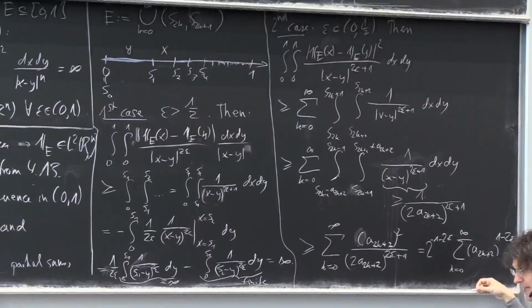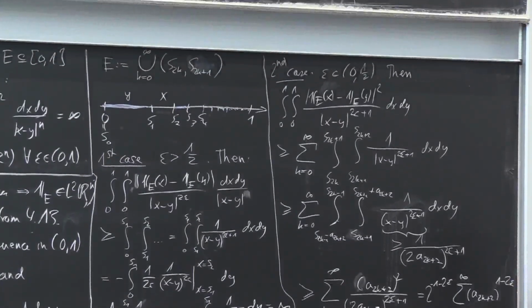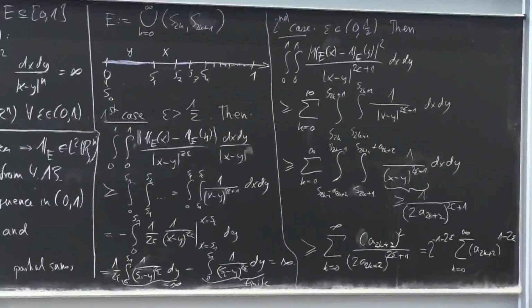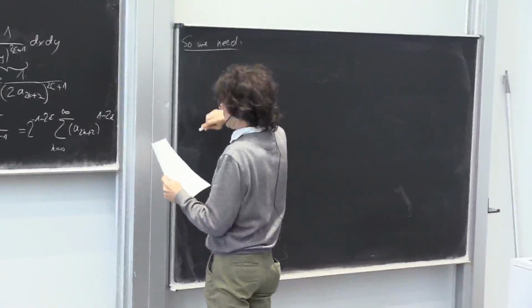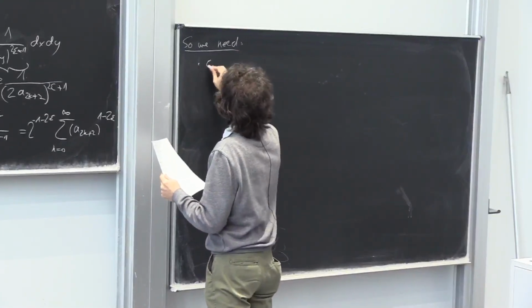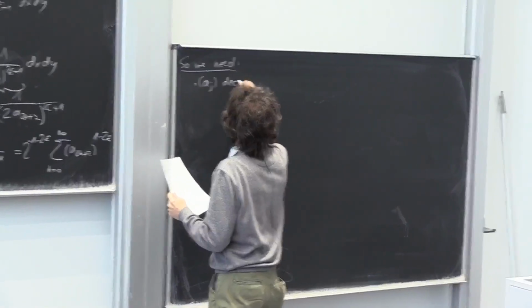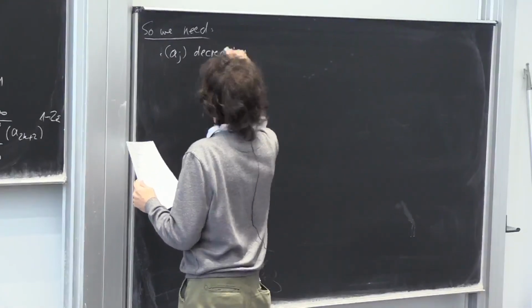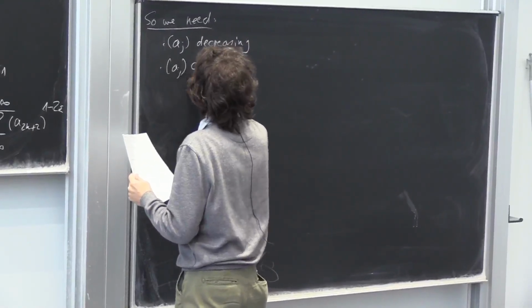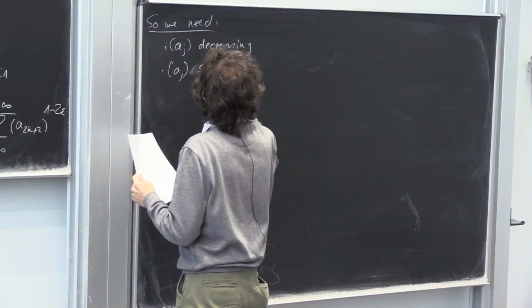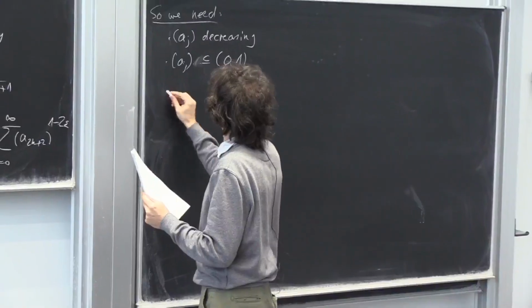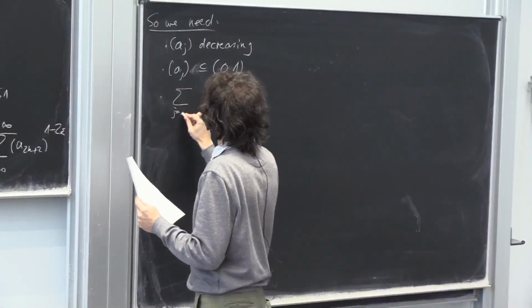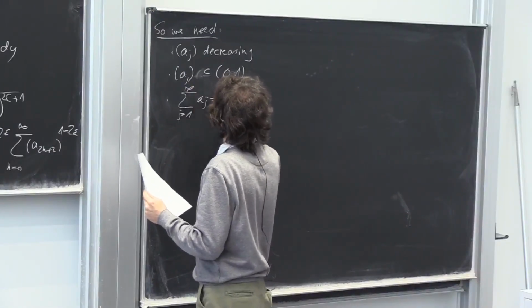So what do we need for our sequence aj? So we need for a sequence, let's collect, aj must be decreasing. It must be contained in 0, 1. We need that the sum of the whole sequence is 1.